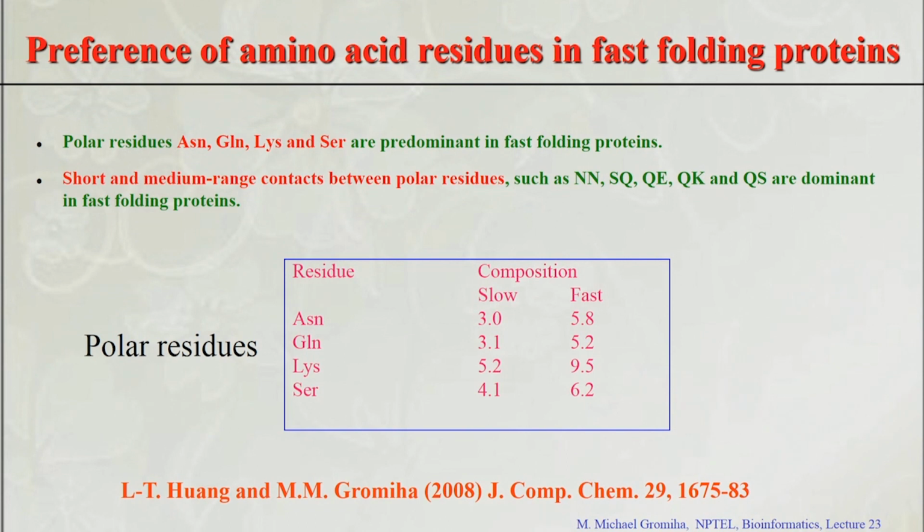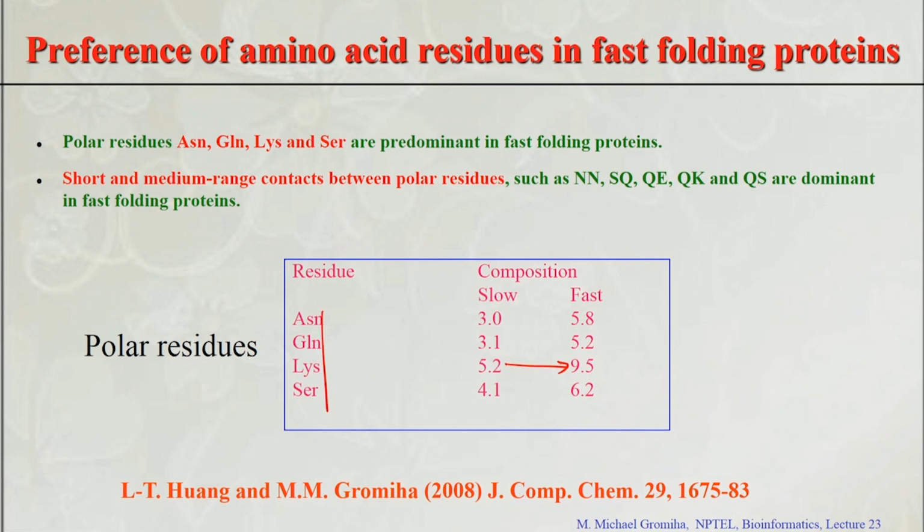If you take the fast folding proteins as one group and the slow folding proteins as another group, and look at the amino acid composition, the preferences or the contacting pattern, we can see some patterns. For example, the polar residues, asparagine, glutamine, lysine and serine, are predominantly present in the fast folding proteins. The difference between slow and fast folding is 5.2 versus 9.5, about 2 times. Likewise, these residues occur highly in fast folding proteins compared with slow folding proteins.